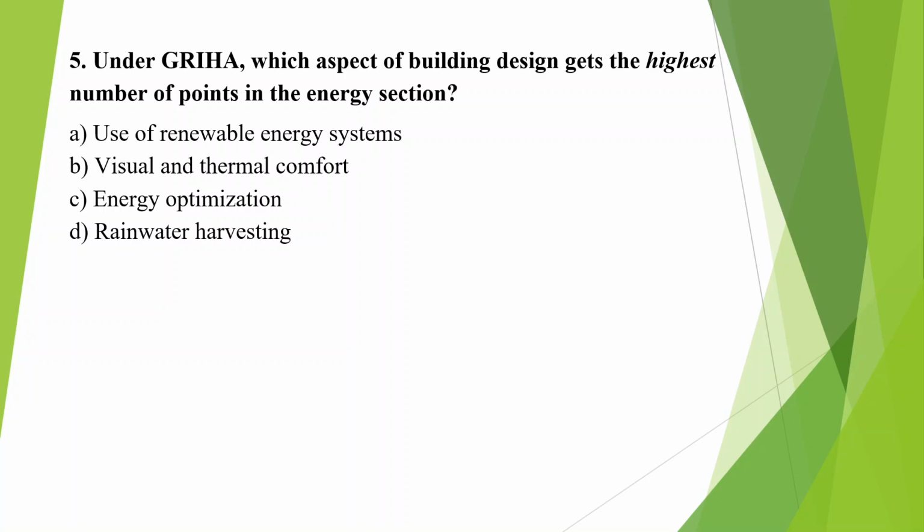Under GRIHA, this is a very popular scheme that has been considered for building codes in India. So under the GRIHA scheme, try to answer which aspect of the building design gets the highest number of points. There was a division of the points also. When it was discussed under various divisions, some points were allocated out of the 100 points. Which section will be given how many points? So try to recall which energy section has been given the highest number of points.